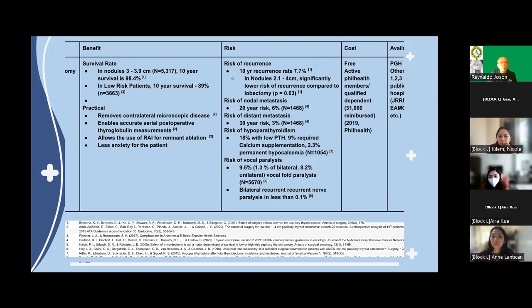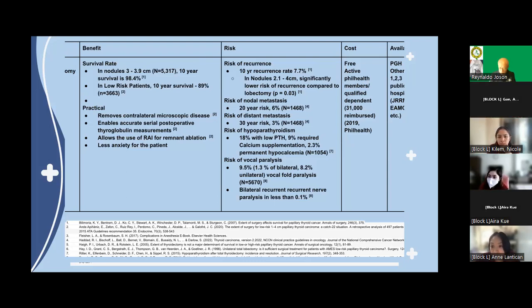It also has the risk of hypoparathyroidism. In one study, it is 18%, and 9% of these patients required calcium supplementation, while 2.3% of these patients had hypocalcemia. The total patient pool in this study is 1,054. There's also risk of vocal paralysis in total thyroidectomy. 9.5% of the patients presented with vocal paralysis in a pool of 5,670 patients in one study. And there's also a very low risk of bilateral recurrent laryngeal nerve paralysis, 0.1% in one study. However, the pool of patients was not specified for this.